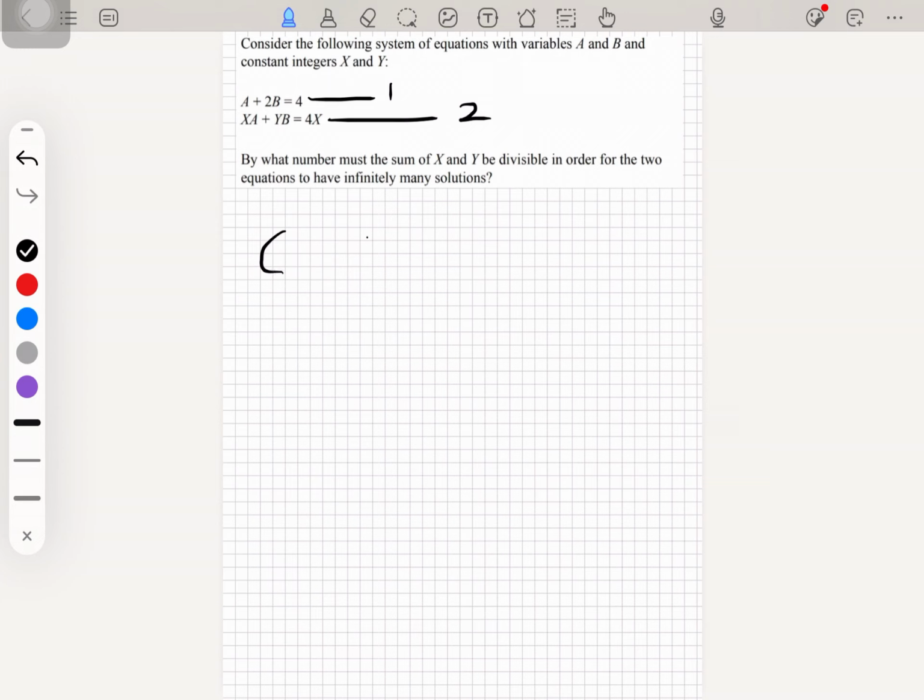The key word here is coincident, and coincident lines are those lines that align perfectly with each other. So like they are on top of each other.